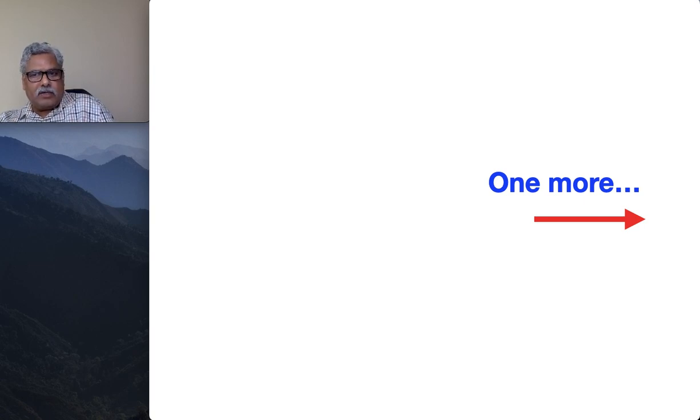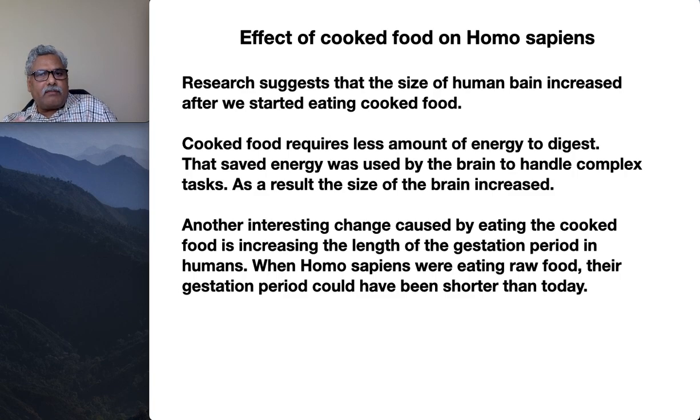And one more thing I want to tell you about my theory is the effect of cooked food on Homo sapiens. We know that existing research suggests that the size of the human brain increased after we started eating cooked food. The brain was not as big as we have at this time; when it was evolving, the brain size was smaller. The researchers found that the growth happened at the time when humans learned to cook the food. So what is the link? The link is in my research.